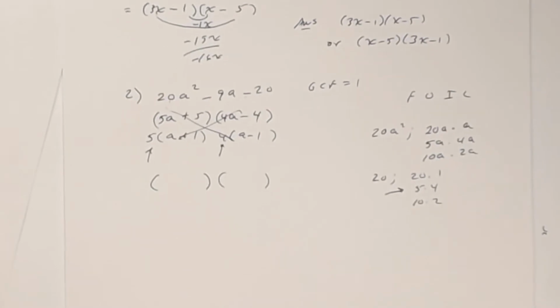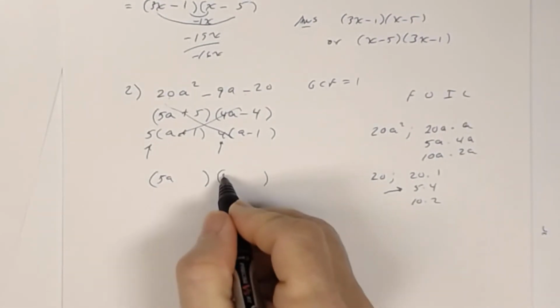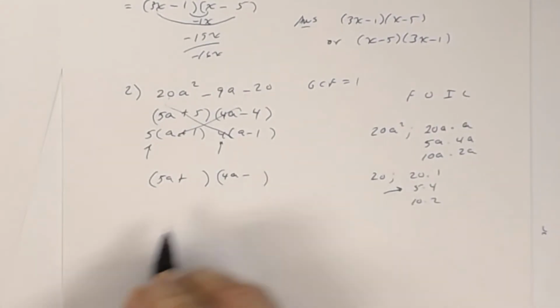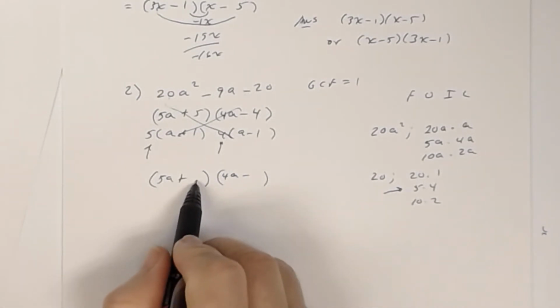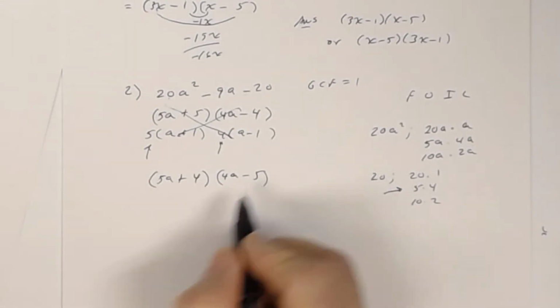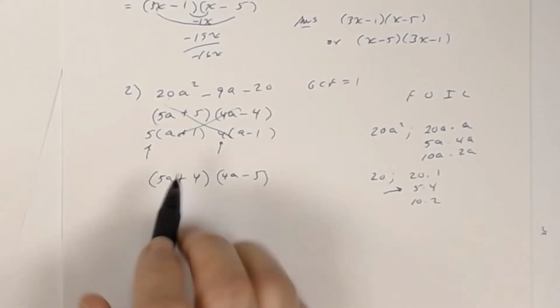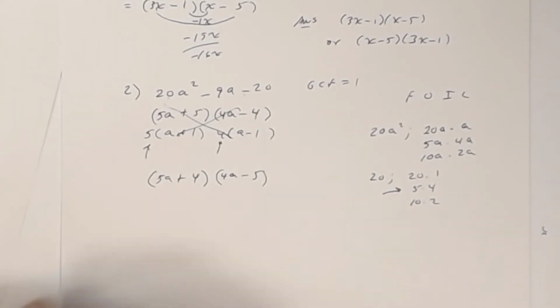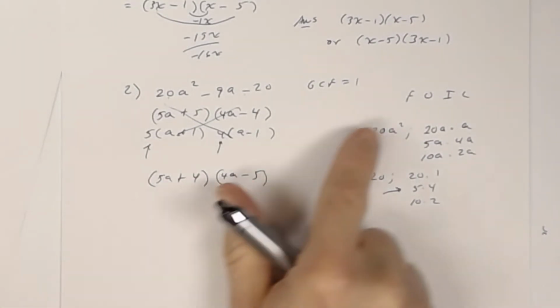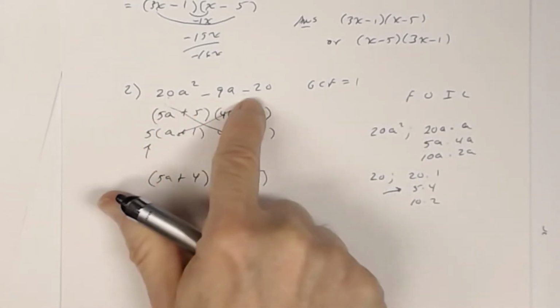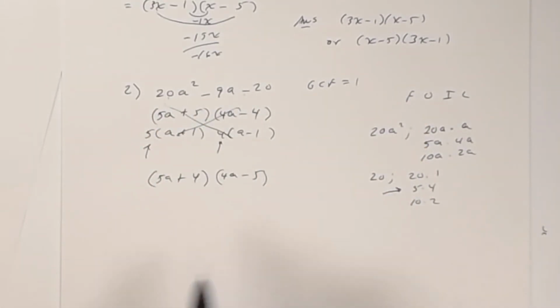I'm going to go ahead and rewrite the original that I had. I had this. Okay, so that means instead of putting the 5 here, let's put the 4 here and the 5 here. And I'm good at this point because the GCF here is 1, the GCF here is 1. Now all I've got to do is check with FOIL to make sure I get this trinomial back. All right, so let's try it.